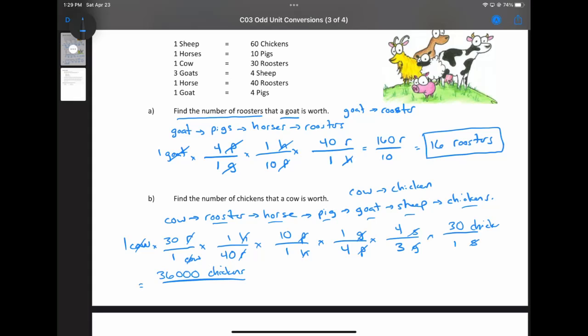And on the bottom, I have 1 times 40 times 1 times 4 times 3. So that gives me 4 times 1 at the end, but it didn't do anything, divided by 480. And so I just do the 36,000 divided by 480 gives me 75 chickens. So now I know that a fair trade would be 1 cow in exchange for 75 chickens.